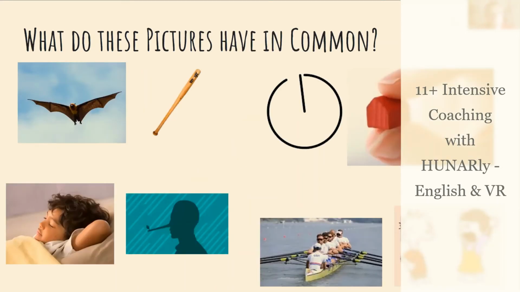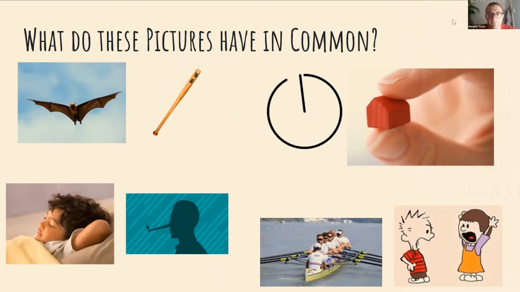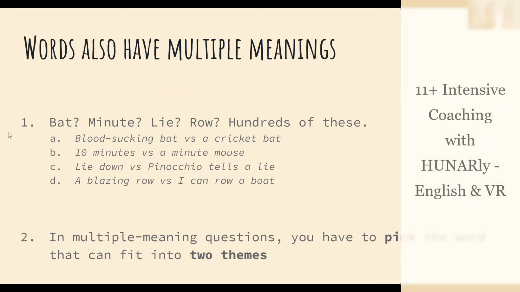So I'm going to give you 20 seconds to have a look at these pictures. And I want you to see if you can come up with what these pictures have in common. Written the same way, but they don't mean the same thing. So let's have a look. A blood-sucking bat, that's like a flying bat, versus a cricket bat, like a bat you use to play cricket. Or to lie down versus Pinocchio tells a lie. A blazing row, that's like a big argument, or I can row a boat.